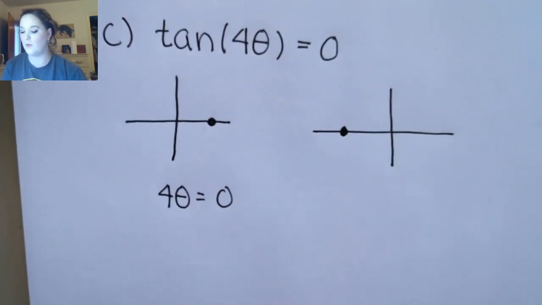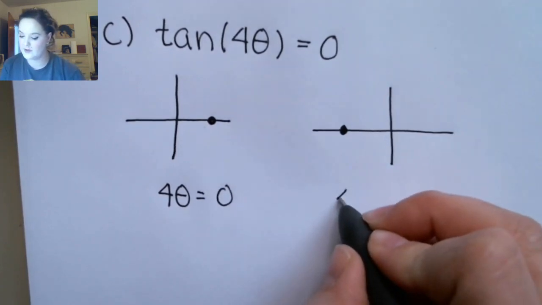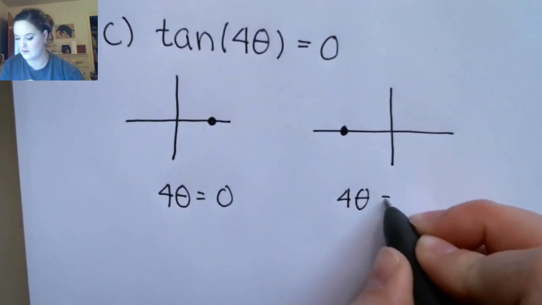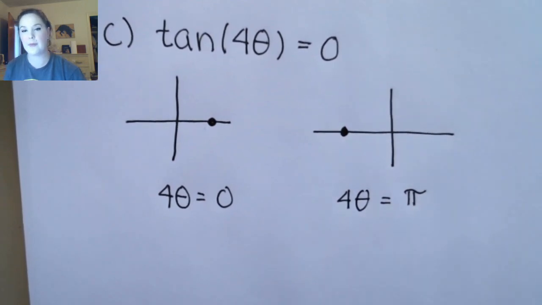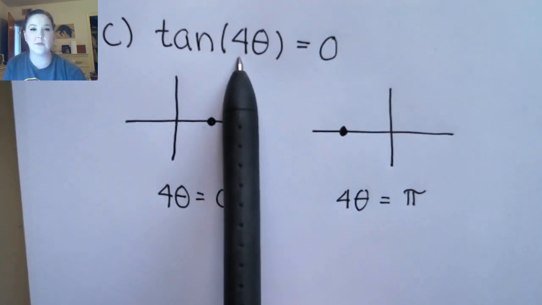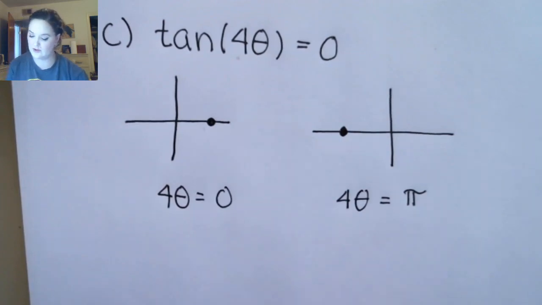Here's another point where the y coordinate is 0. So this would give us pi. Okay, so those are our 2 traditional solutions. Now, how many solutions should we have? We would have 4 times as many, or 8 total solutions.